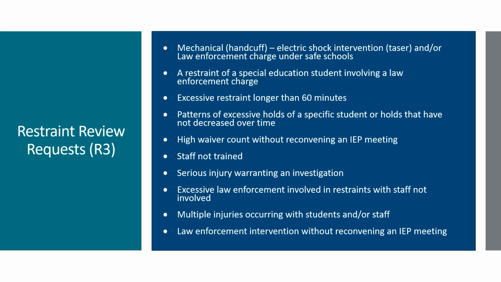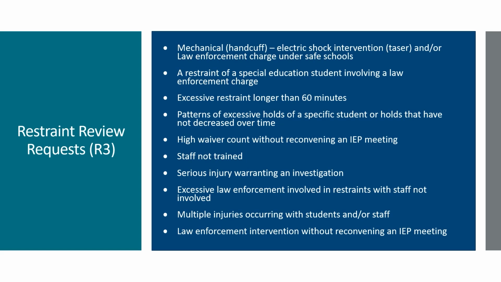Some of the bulleted items listed here are mechanical, or when the student has an electric shock intervention or taser, a restraint of a special education student involving a law enforcement charge, an excessive restraint longer than 60 minutes, patterns of excessive holds of a specific student or holds that have not decreased over time, a high waiver count without reconvening an IEP meeting, staff not being trained, serious injury warranting an investigation, excessive law enforcement involved in restraints with staff not involved, multiple injuries occurring with students and/or staff, and law enforcement intervention without reconvening an IEP meeting.